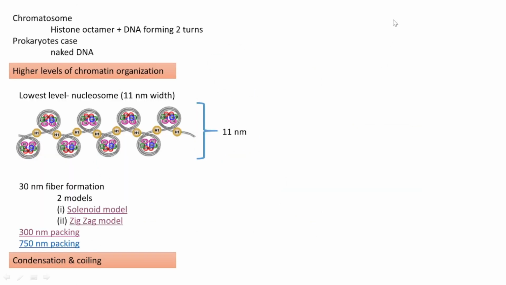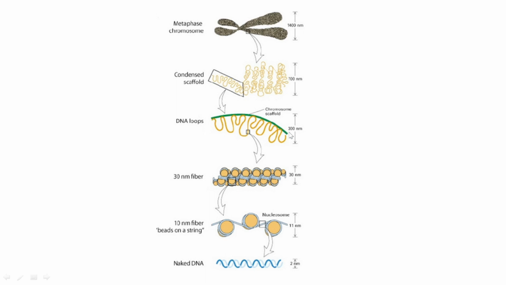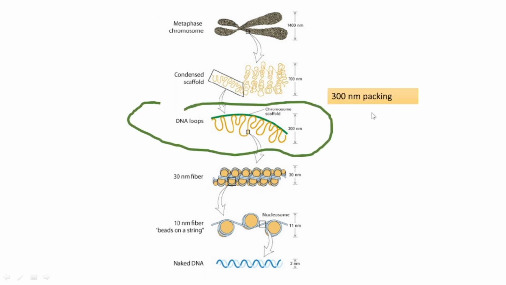Next, I hope you understand how the 11 nanometer chromatin fiber compacts to form a 30 nanometer fiber through any of the three ways. Then that 30 nanometer fiber undergoes folding again to form a 300 nanometer width fiber. I will show the picture of that 300 nanometer packing. What is happening there?